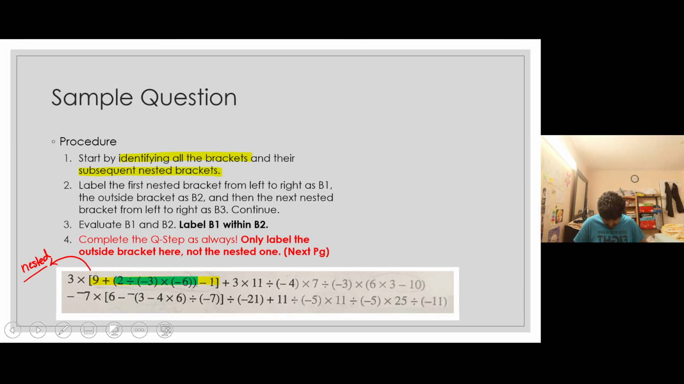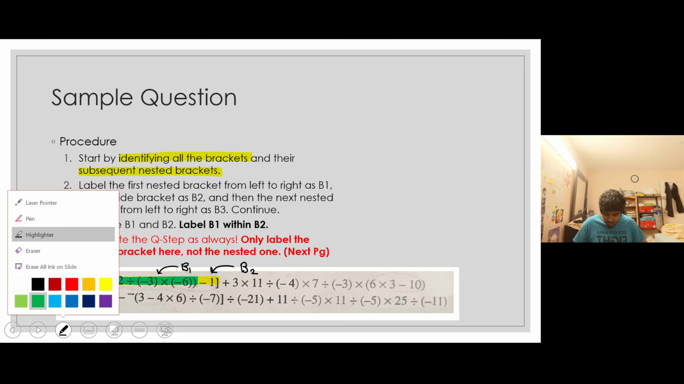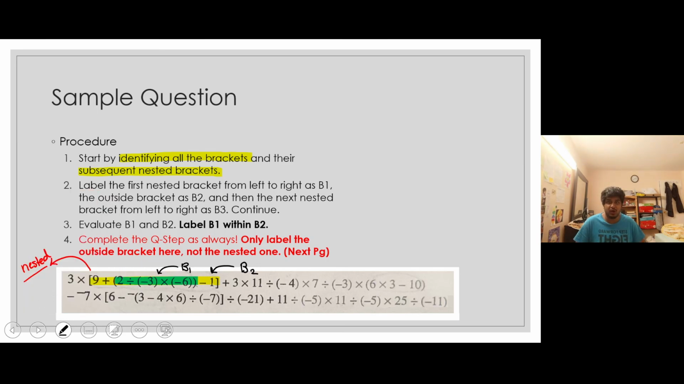Now, how do we label and number these? We've talked about this before as well. We're going to call the inside bracket B1 and the outside bracket here B2. Now, the important thing is once we're done with this, we always want to label all of our brackets, regardless of whether or not they are nested, from left to right. Okay, we've said that there, and we've said that there as well.